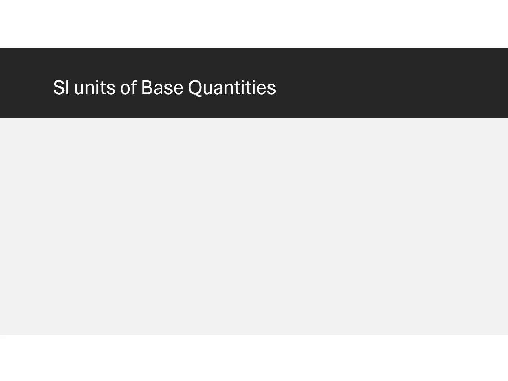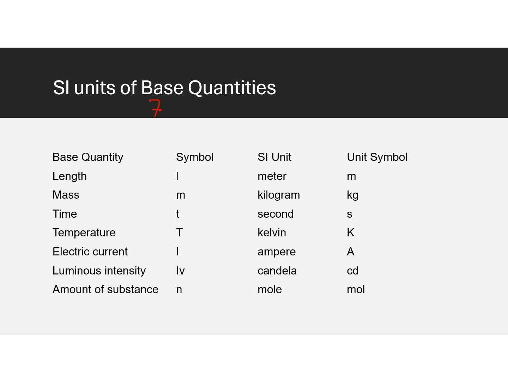Now let's analyze the base quantities with their units. There are 7 base quantities and their names are here: length, mass, time, temperature, electric current, luminous intensity, and amount of substance. Here length is represented with the symbol L, mass with m, time with small t, and temperature with capital T, and similarly electric current with I, and so on.